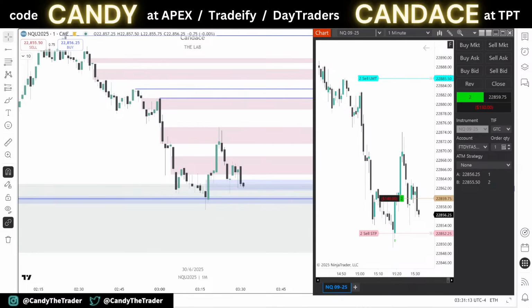So if I take a loss, I will lose $300 on this trade. So it's totally worth it for trading 2 contracts and only $300 for the risk.